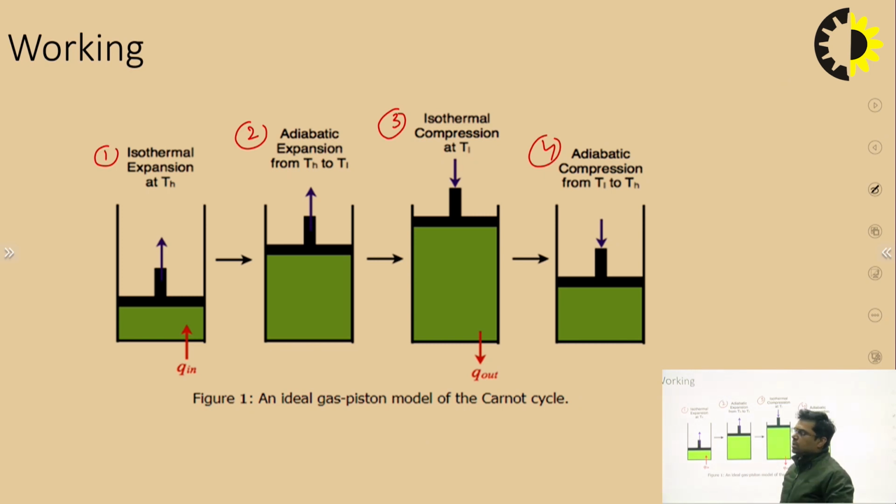So this Carnot heat engine cycle works on 4 thermodynamic processes. In this chamber, the ideal gas is fitted. Initially, in the case of isothermal expansion, heat will be supplied to this chamber, to this isolated system. The heat input will be supplied to the system, and the gas will be expanded.